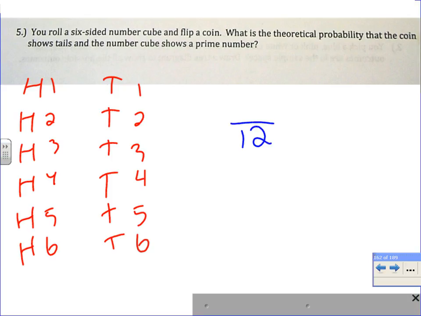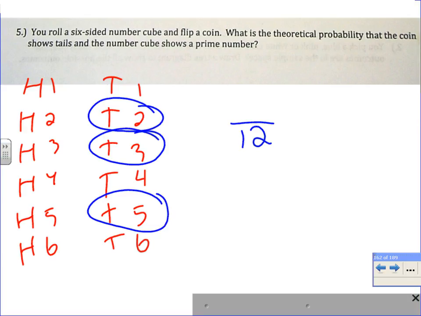Okay. What's the favorable? So in other words, what can I circle on here? Doug, what can we circle because it's the favorable outcome? With the tails. Good. So there's 3 favorable outcomes with tails and with prime. Remember, 1 is not prime. Okay, you have 2, 3, and 5 are prime numbers. So 3 out of 12 is your favorable over total. When you simplify that, you get 1/4.